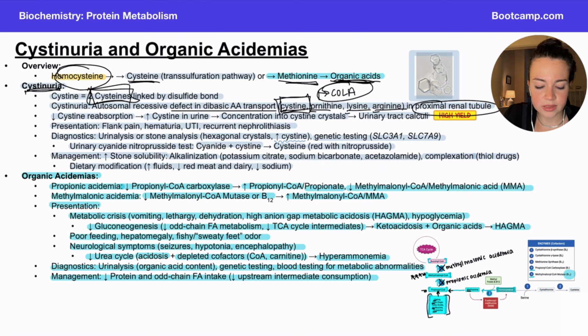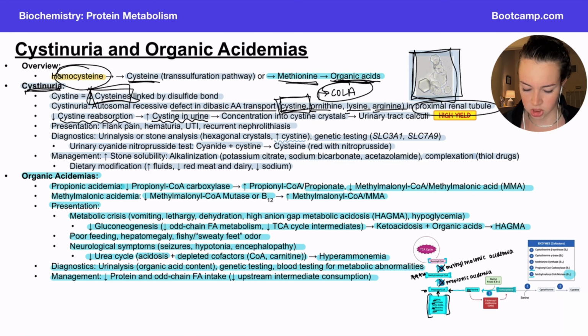And so a problem reabsorbing cystine is going to lead to increased cystine in the urine, which will lead to hexagonal crystals like these, causing recurrent UTIs and kidney stones and obstruction. That image of hexagonal crystals was very important to be able to identify a cystine stone. We could also do the urinary cyanide nitroprusside test, which would turn red in cystinuria. Management was to increase the stone solubility either through alkalinization or complexation, and then prophylactically doing some dietary modification.